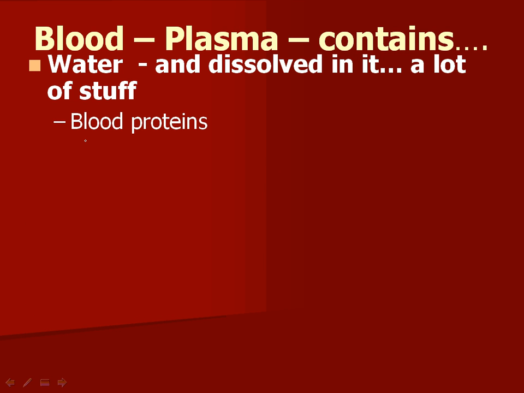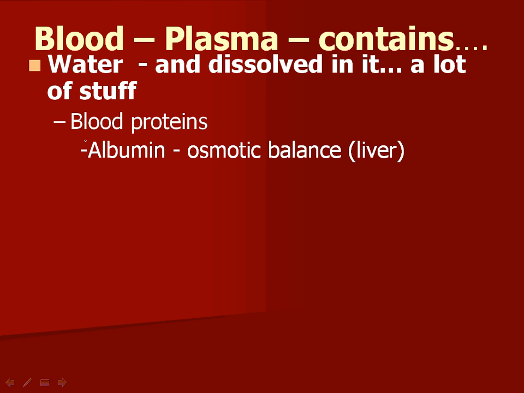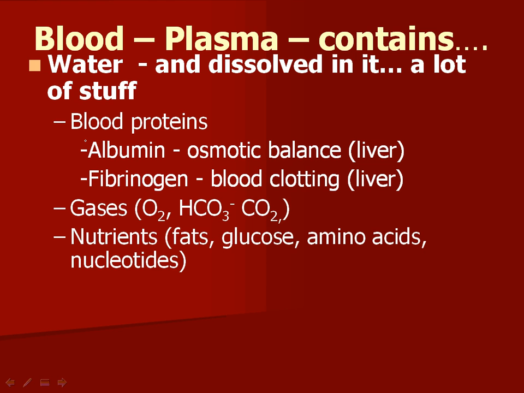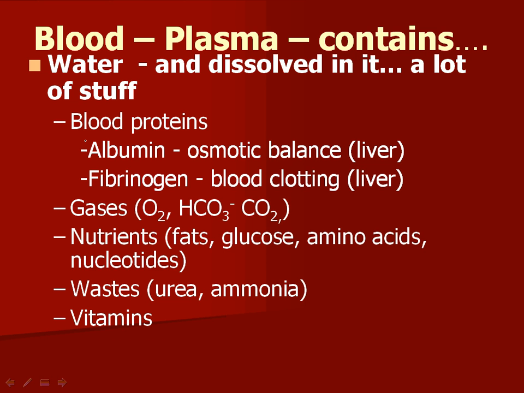So let's look at the dissolved stuff in the blood, and this is part of the plasma. So there's blood proteins, albumin, and fibrinogen. We're going to look at fibrinogen in a moment. Gases, which we've talked about in the respiratory system: oxygen, carbon dioxide, and bicarbonate. Nutrients, waste, vitamins, hormones, and salts. So all these things are dissolved to go to their certain areas in order to provide the functions that they need to provide.